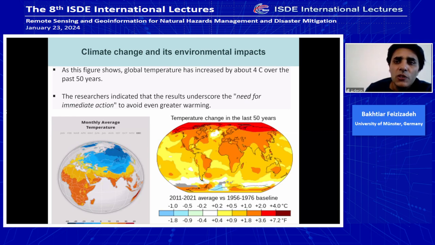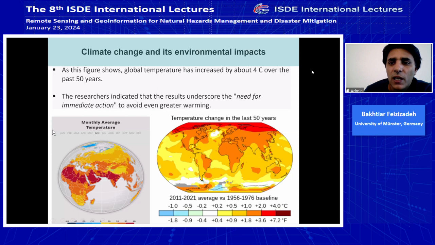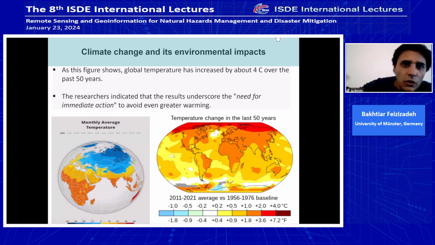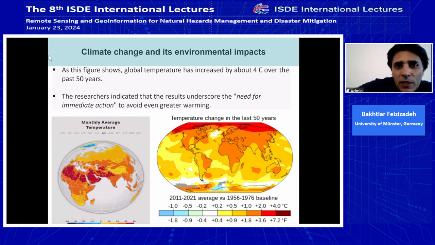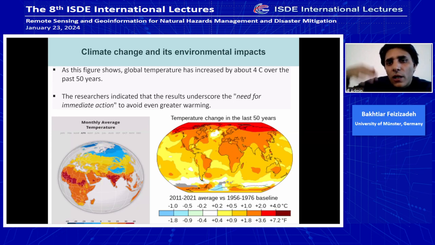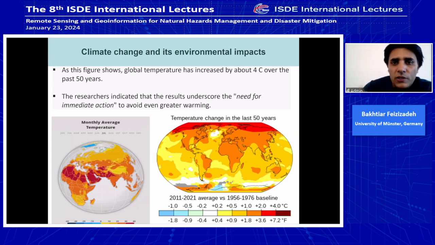One of the major challenges and aspects of climate change right now that we are facing is droughts. You all know that droughts are one of the major aspects of climate change, and they also cause environmental challenges such as global warming, lack of fresh water, and many other aspects.